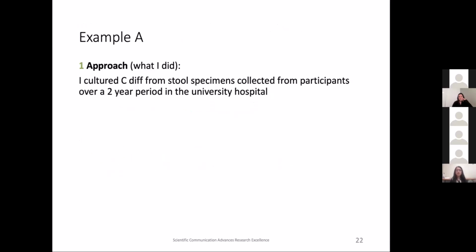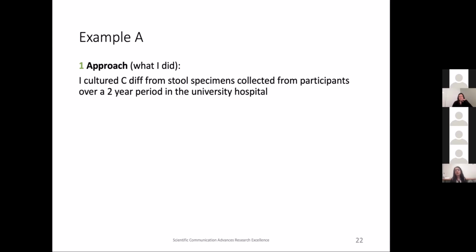So for example, this is just an example of what I did as an approach, is that I cultured C. difficile, which is a bacteria that I study that causes diarrhea. I cultured C. diff from stool specimens collected from participants over a 2-year period in the university hospital. A simple statement in plain language in the first person of what I did. And because I know what I did, this was a little bit easier for me to just put down on paper that was my approach.